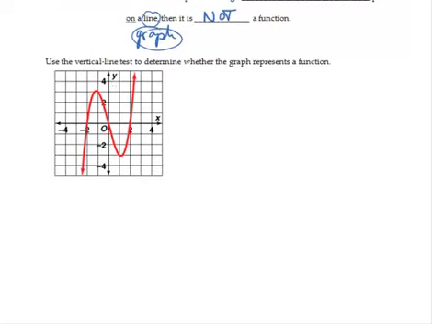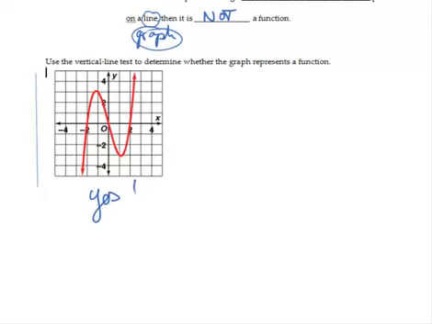So if I take this line here and we think about moving it, see how this line only ever hits one point on that red graph at a time? Okay, it never hits more than once. So we're okay. This one we'd say, yes, it's a function.